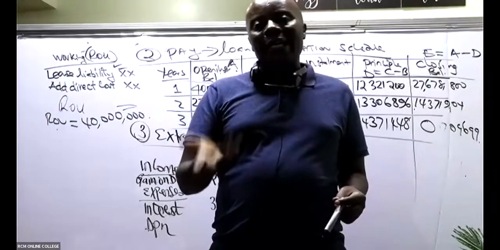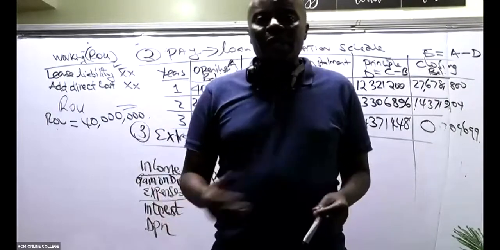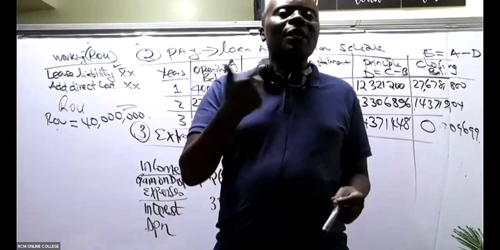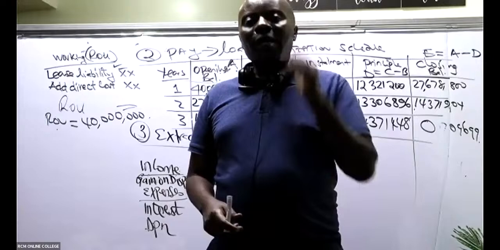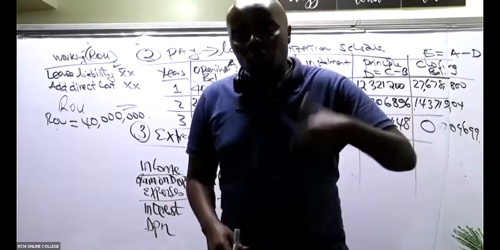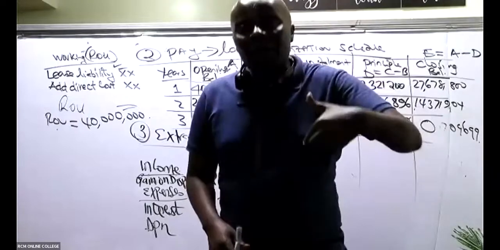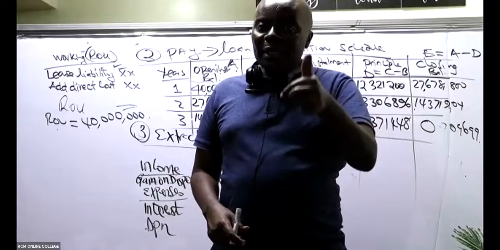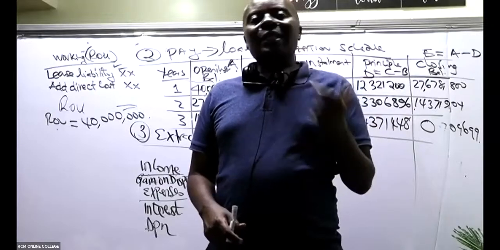Remember, an asset is any economic resource that has future economic benefits. Any economic resource that you own or are able to control, and from which you are able to derive economic benefits, and of course those benefits can be measured reliably, then automatically, that's an asset.